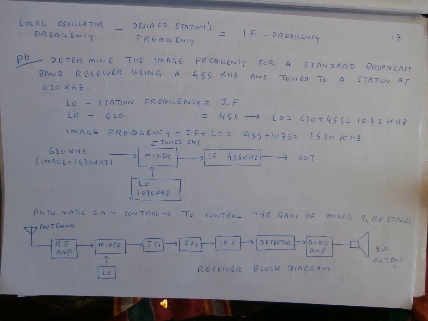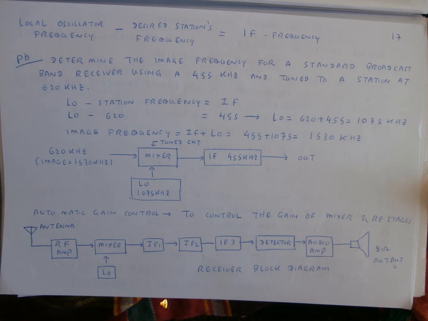They are passing through the mixer. The mixer's local oscillator frequency value is 1075 kilohertz. So this is the tuned circuit. The tuned circuit's output frequency is the intermediate frequency, 455 kilohertz, and this is coming out as the output. So this is the equivalent circuit diagram.